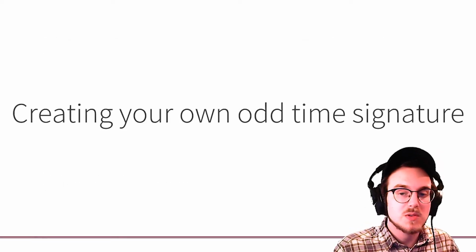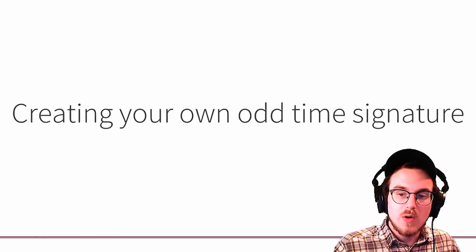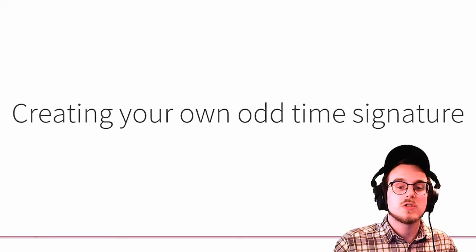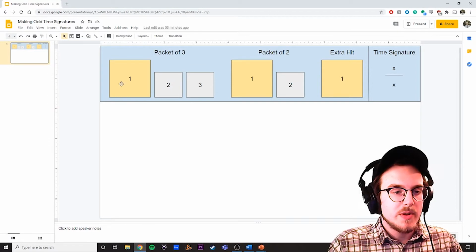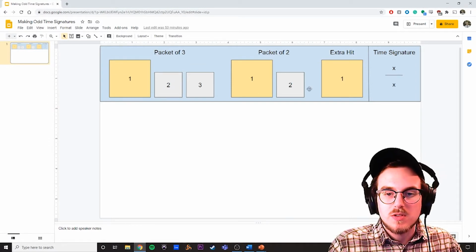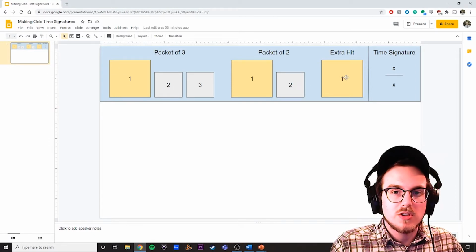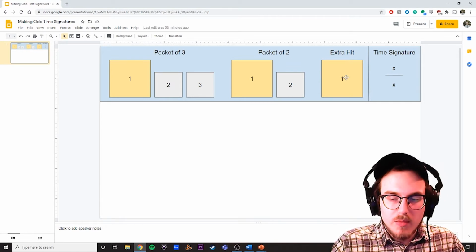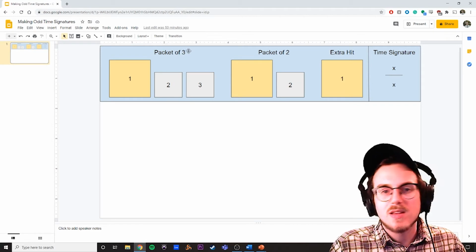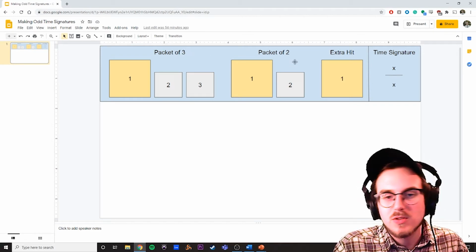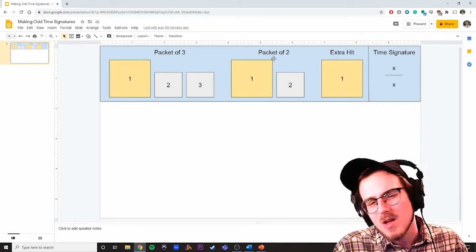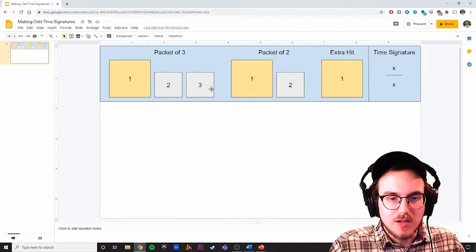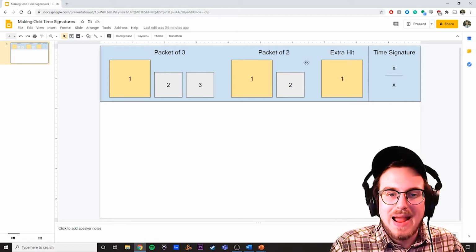So let's go ahead. I'm going to switch programs real quick, and we're going to talk about odd time signatures and how we can create our own odd time signature. This is one of my favorite ways for thinking about odd time signatures. First off, an odd time signature is just anything that is out of those common ones. If we're dealing with packets of 3, it isn't a multiple of 3. If we're dealing with packets of 2, it isn't a multiple of 2, right? We have some weird stuff going on. So the way I like to think about this is in these packet terms.